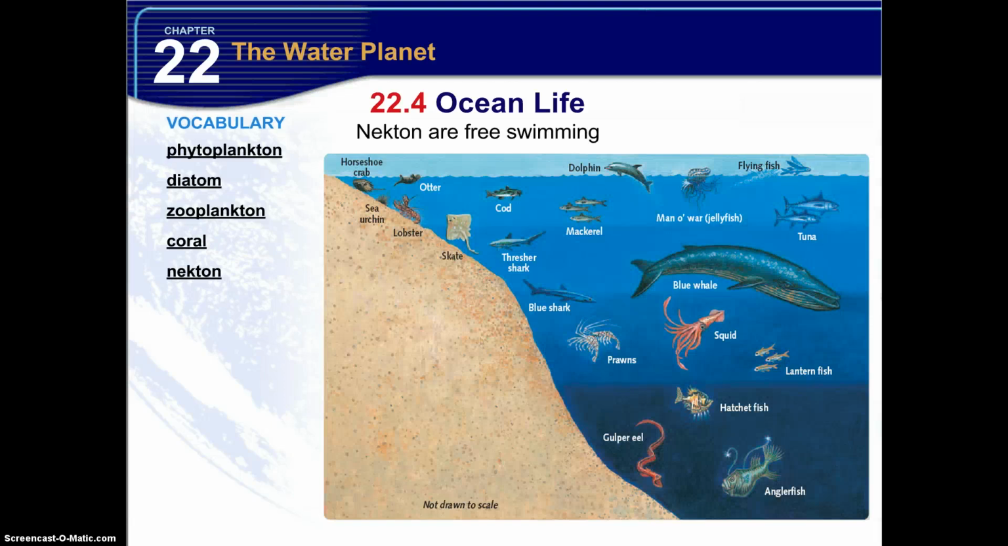Now, nekton are free swimming. So this is a diagram of a number of free swimming nekton. You have everything from an anglerfish to eels, sharks, skates, lobsters, all the types of fish, tuna, dolphin, crabs, sea urchins. All of those are in the group of nekton.